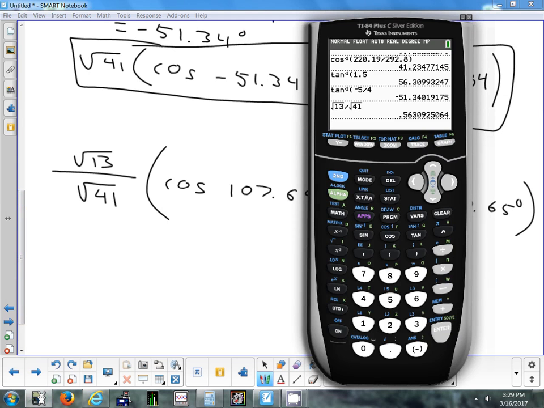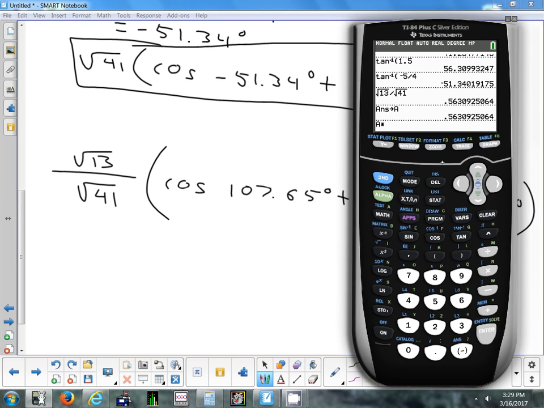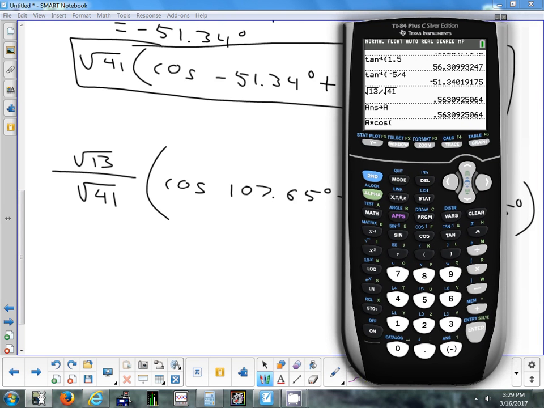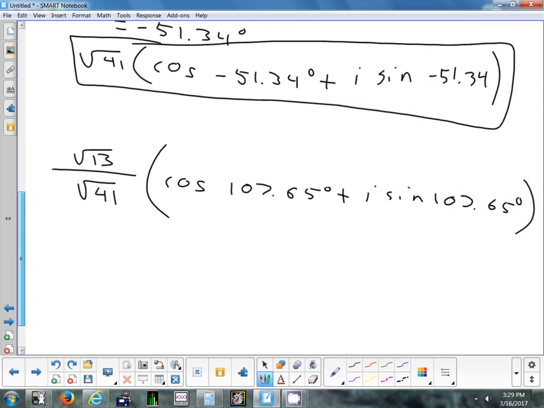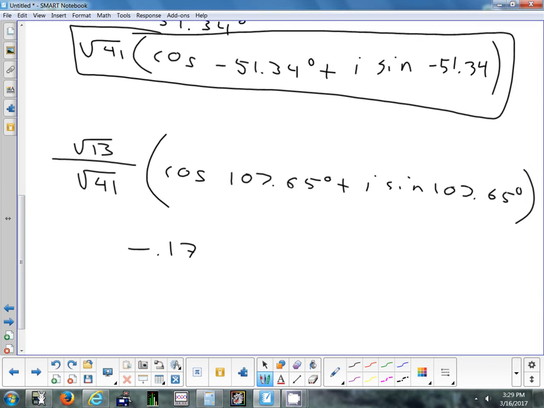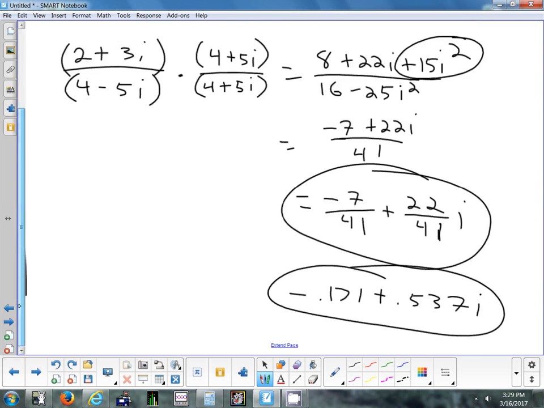In fact, I'm going to save that answer because I'm going to need it again. So I'm going to just store that as A, so I don't have to type it again. And now I'm going to take A times, what's the first thing? Cosine of 107.65. And when I do that, I get negative 0.171. That's what we got up there. So negative 0.171, rounded.